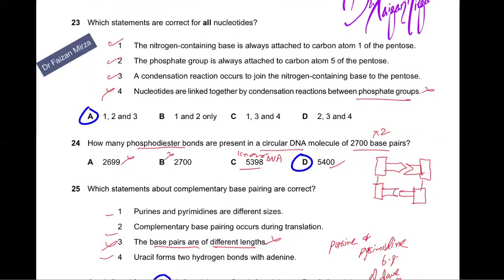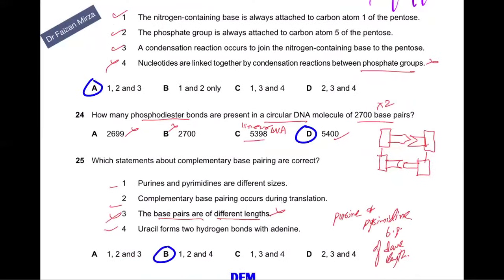Fourth is wrong. How many phosphodiester bonds are present in a circular DNA molecule having 2700 base pairs? So you just multiply that by 2. The number of base pairs provided to you, just multiply it by 2. You will get the total number of phosphodiester bonds. So 2700 by 2 gives you 5400. Since it's a circular DNA molecule, that's why we are doing this.